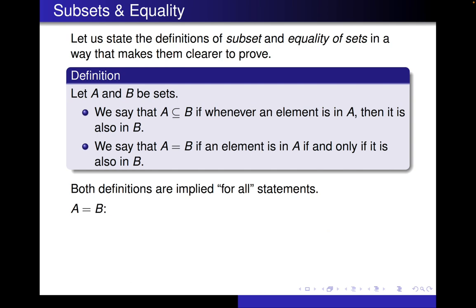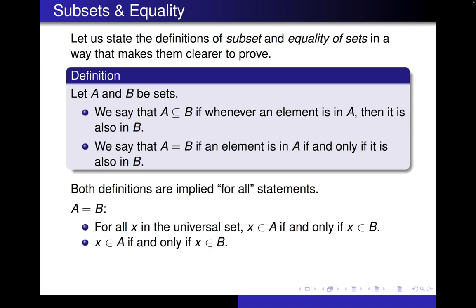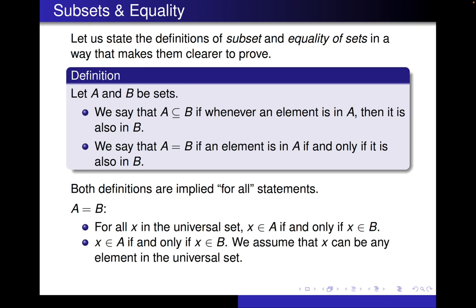Proving two sets are equal, proving A is equal to B, is very similar. The only difference is it's going to be an if and only if statement. So again, it's an implied for all statement. We're looking at for all X in the universal set, X is in A if and only if X is in B. And then that means we're going to prove that X is in A if and only if X is in B, where X can literally be any element in the universal set.